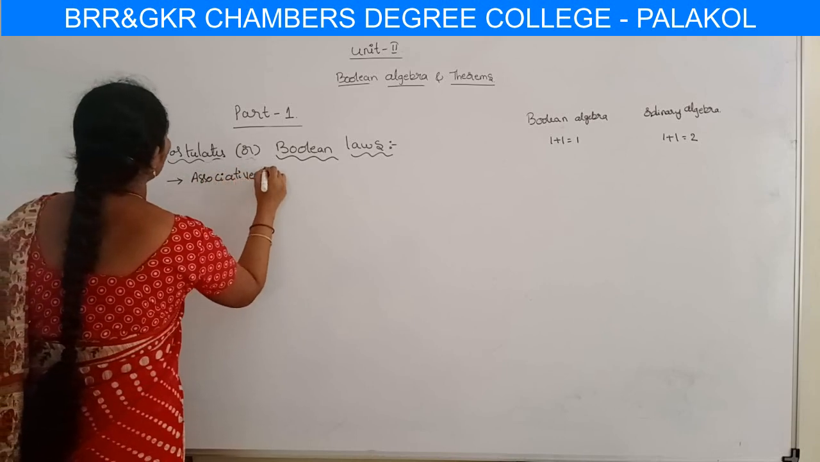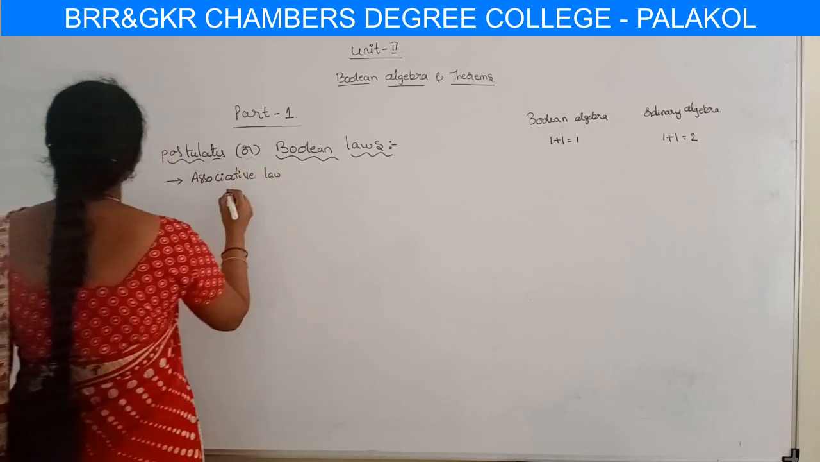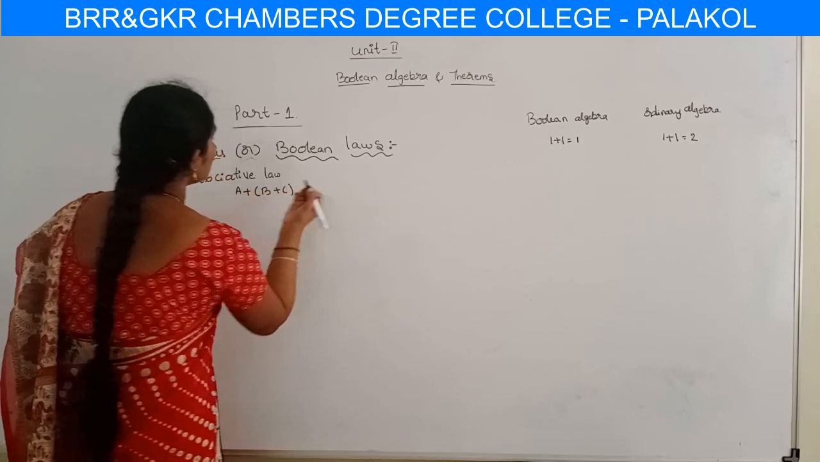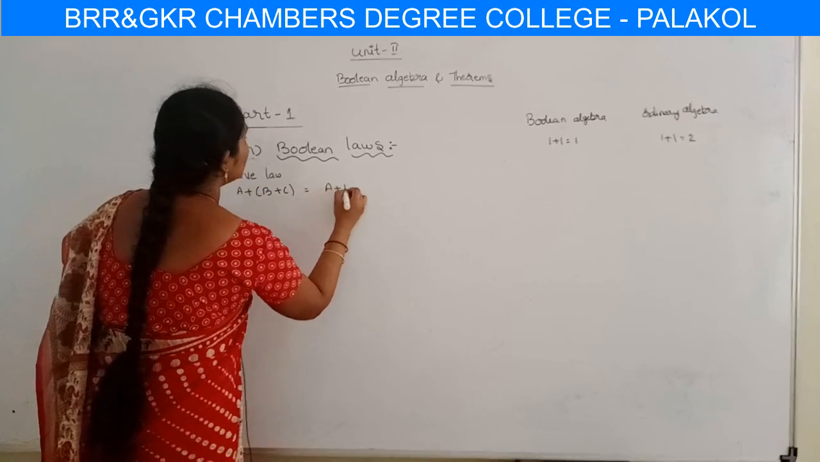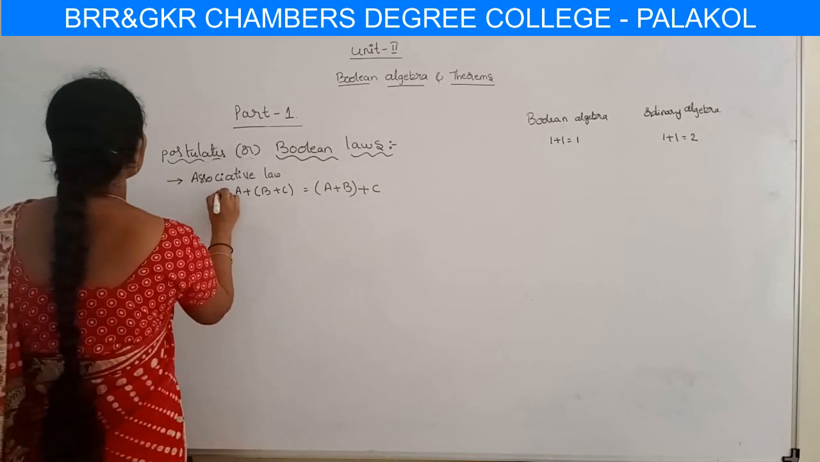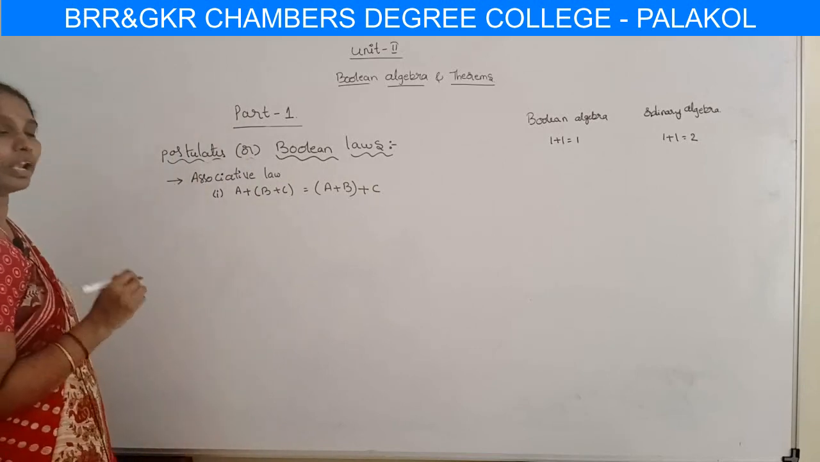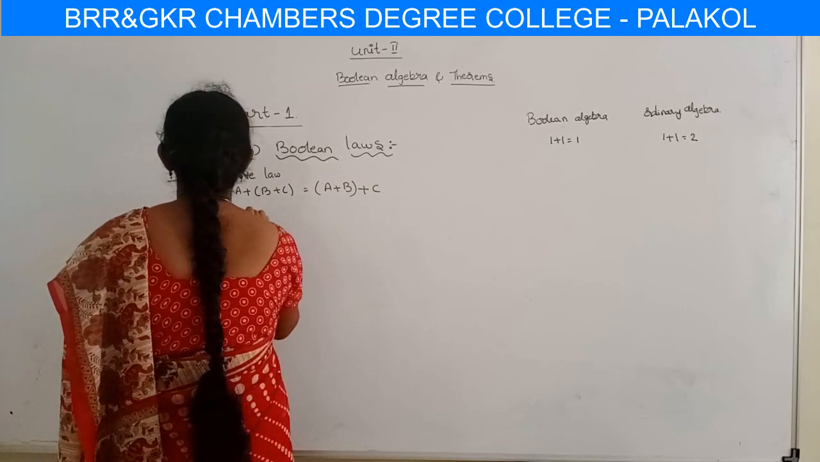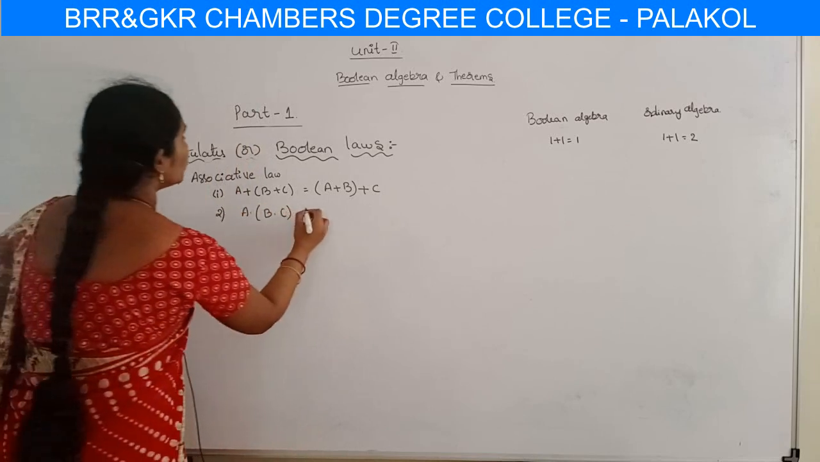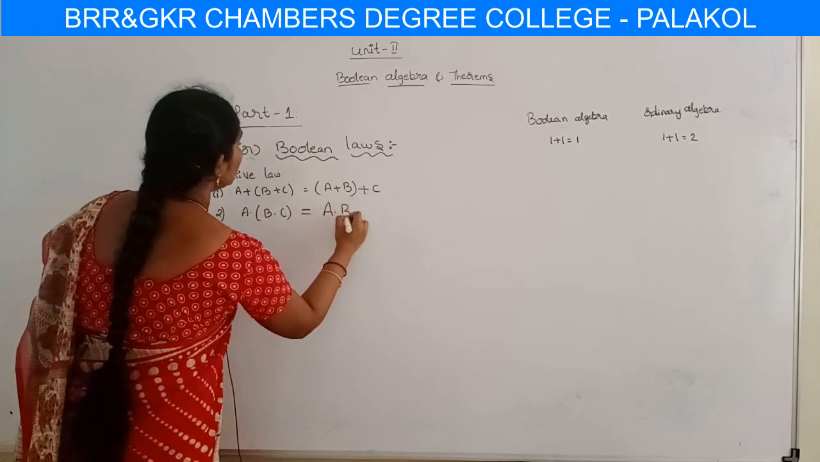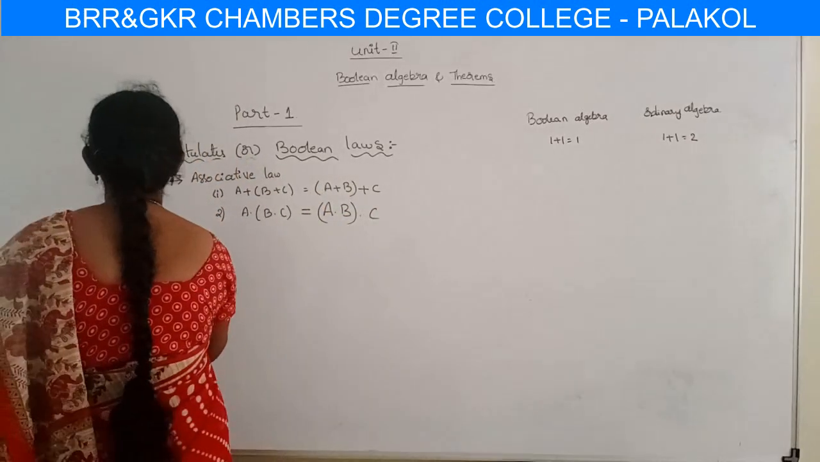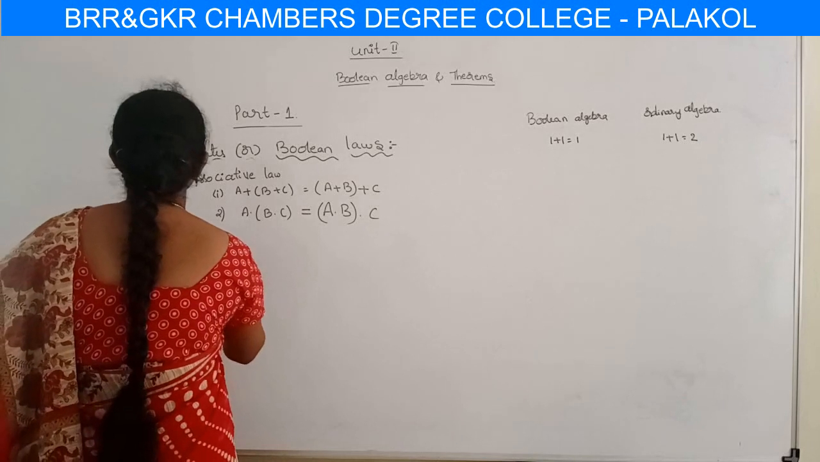Associative law. The associative law is A plus B plus C is equal to A plus B plus C, grouped differently. This is the first associative law, and the second associative law is A dot B dot C, which we will write as A dot B dot C.